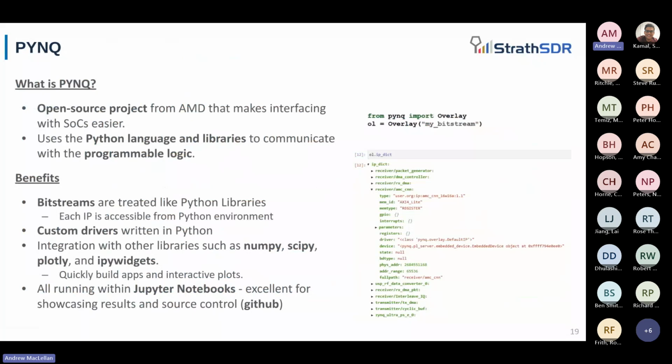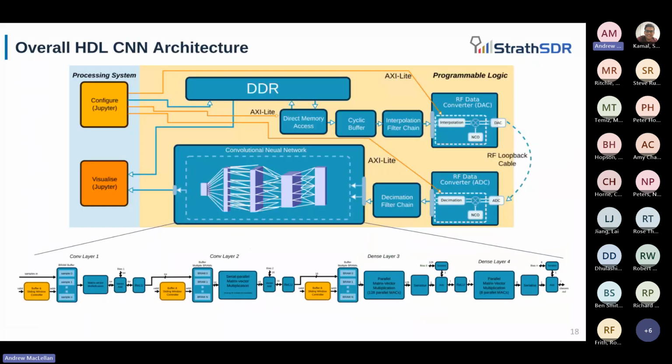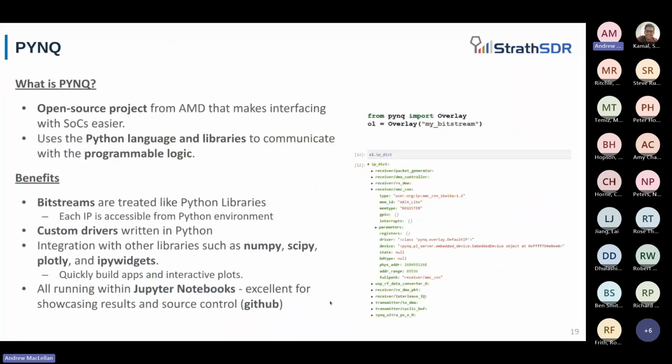So I mentioned earlier that we use Jupyter notebooks to send the data that we want to test and then read it back. And how are we doing this? We're doing this through PYNQ. PYNQ is an open source project from AMD that makes interfacing with system on chips a lot easier. It uses the Python language and libraries to communicate with the programmable logic. In the little example you can see here on the right, we can load our overlay, or a bitstream, through this overlay function.